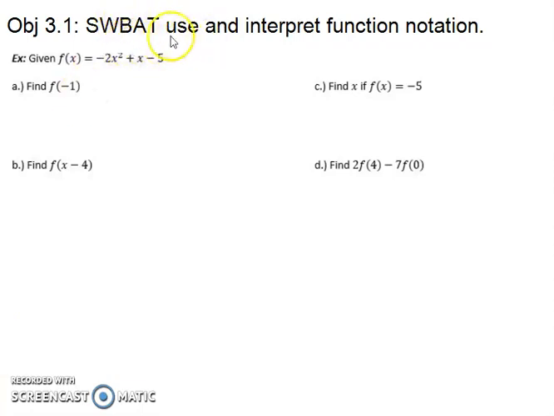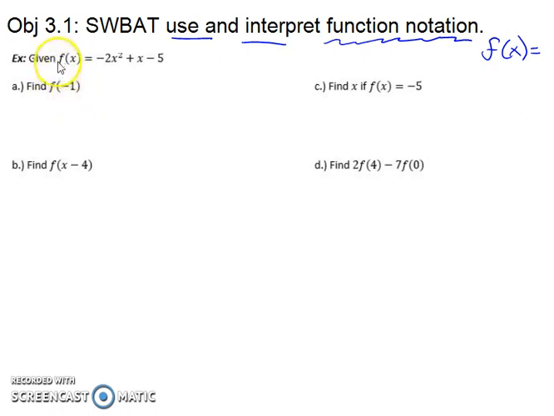Hello, our objective today is to use and interpret function notation. So function notation, you have seen, is when you say f of x equals some function. And there's two ways that you could use this. The first way, in example A, is to say f of negative 1.